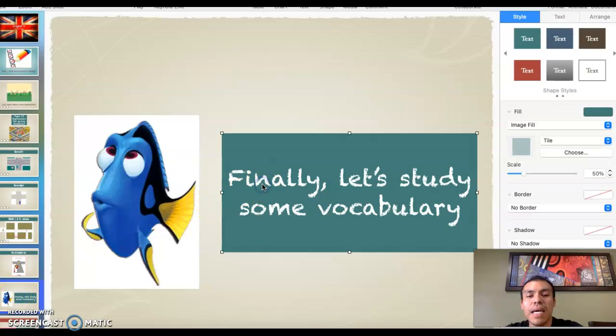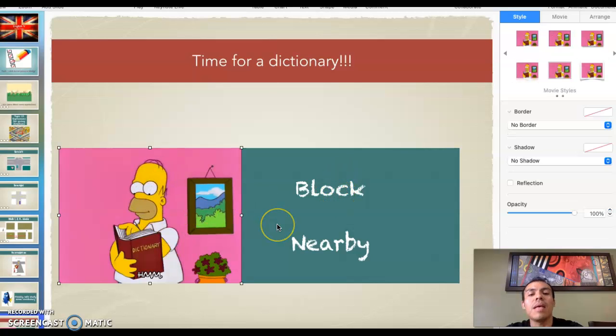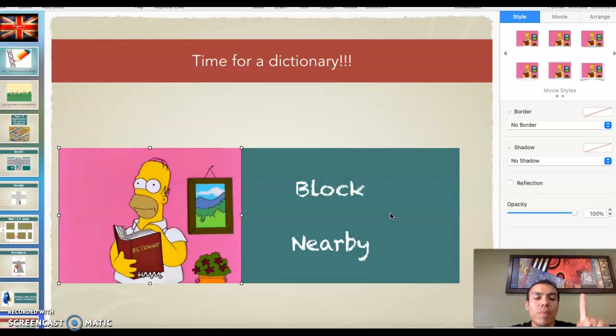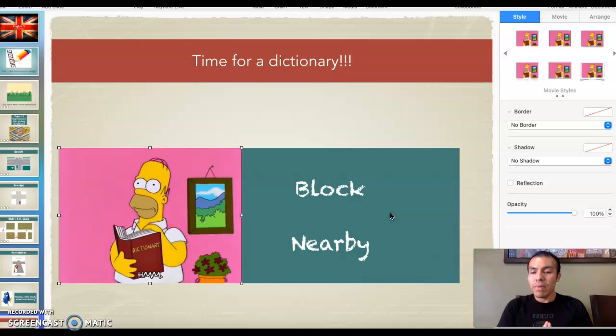And finally, let's study some vocabulary. Time for a dictionary. The first word is block. The second word is nearby. Okay, I'm going to repeat. Number 1, block. Number 2, nearby. Use a dictionary.